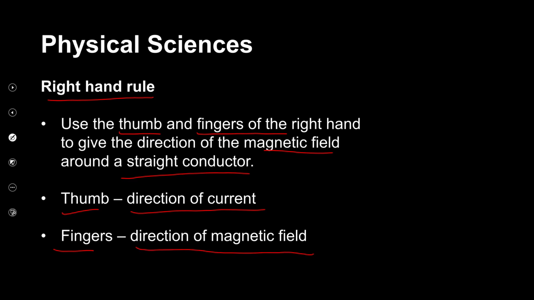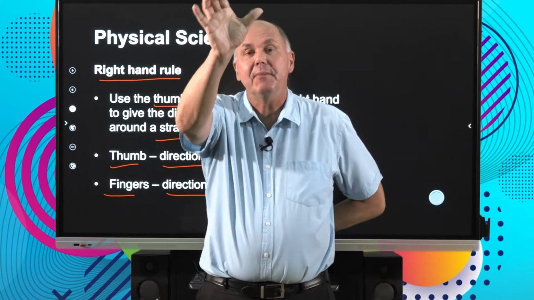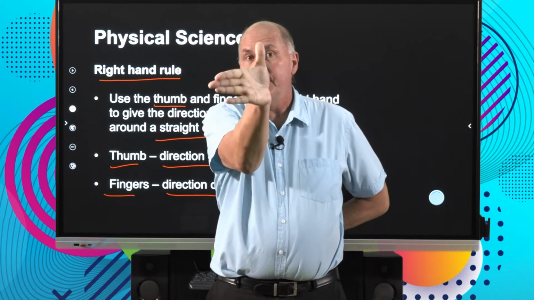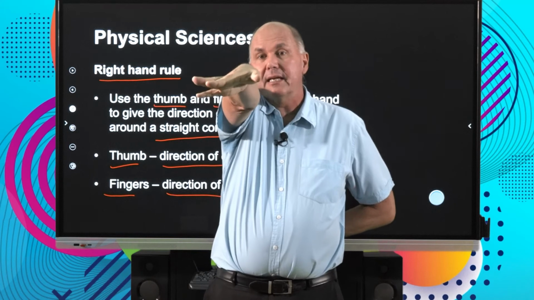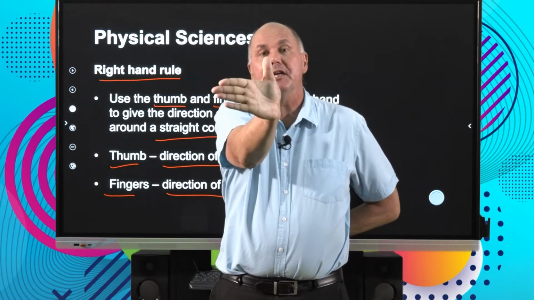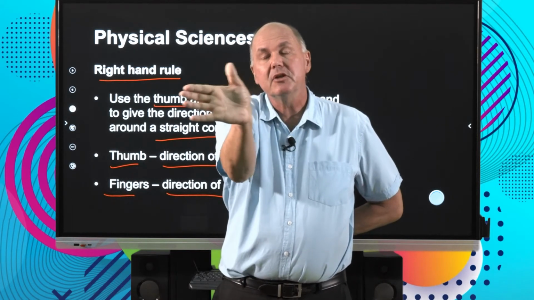So make sure that you've got your right hand ready. Don't use your left hand. Use your right hand. I'm left-handed, so it's a little easier, but I put my left hand behind my back, and I'm recognizing I'm only going to use my right hand. The thumb that I'm pointing out in front of you, that's coming towards you now, directing upwards, would show the direction of the current. The fingers will show the direction of the magnetic field.